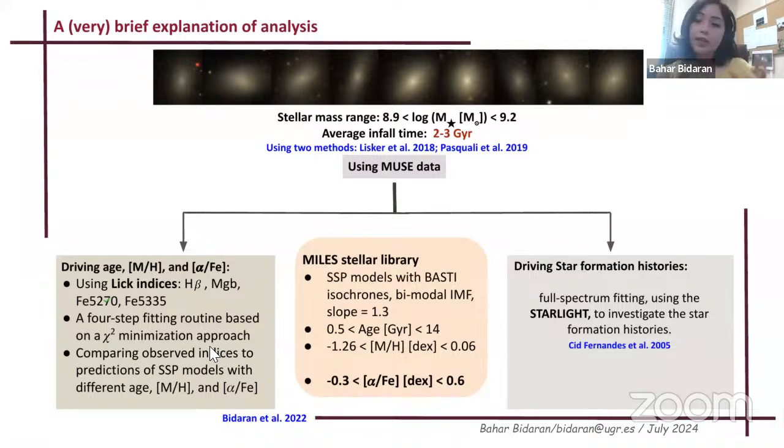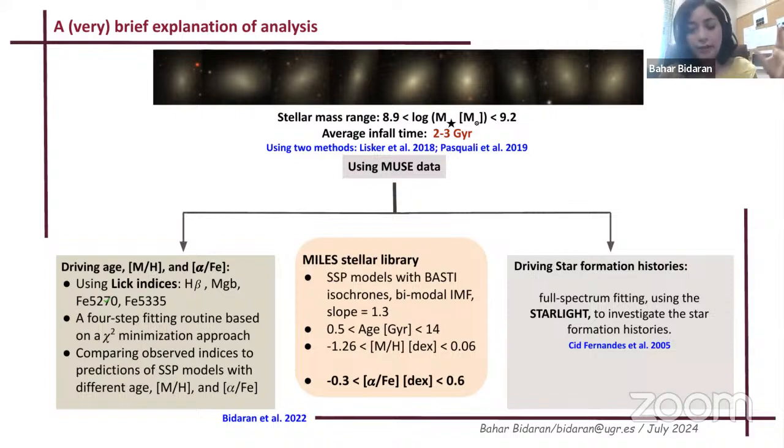So to derive the stellar population properties, age, metallicity, and alpha over Fe, we use the Lick indices based on a 4-step fitting routine, which was based on the chi-squared minimization approach. This is the method that we developed for this study. I'm not going to go through the details here. If you are interested, we can discuss that later, or the details are in the papers mentioned here.